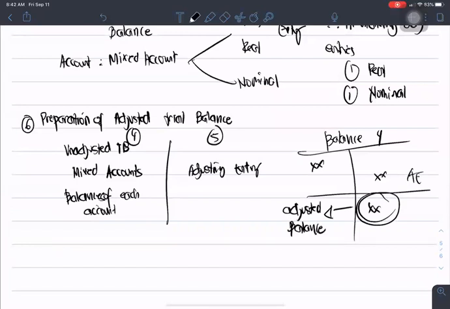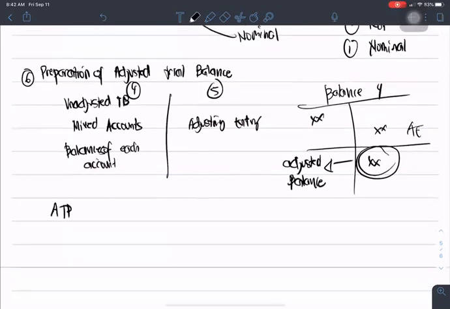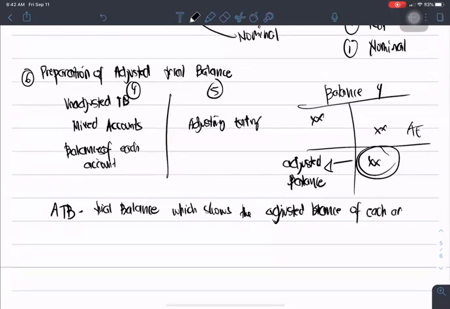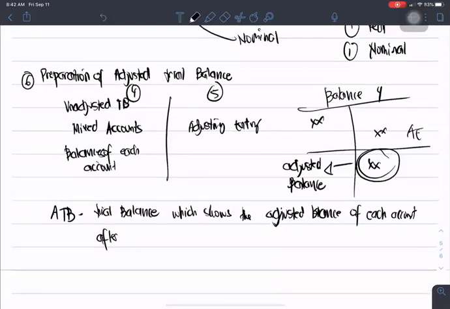So, sir, do all accounts have an adjusted balance? No, only the mixed accounts, and also we need to recognize the accruals. Not everything in the unadjusted trial balance has an adjustment. Only those with adjusting entries, and those are accruals and deferrals. After getting the adjusted balance, we now prepare your adjusted trial balance. Therefore, what is the adjusted trial balance? It is a trial balance which shows the adjusted balance of each account after effecting adjusting journal entries.